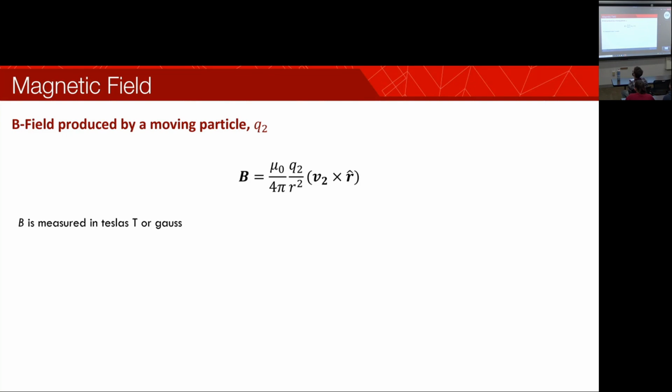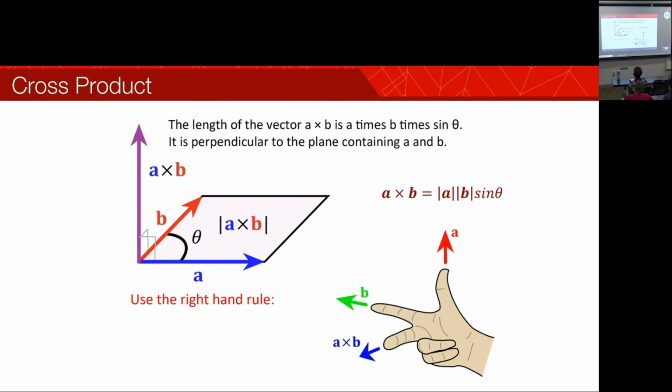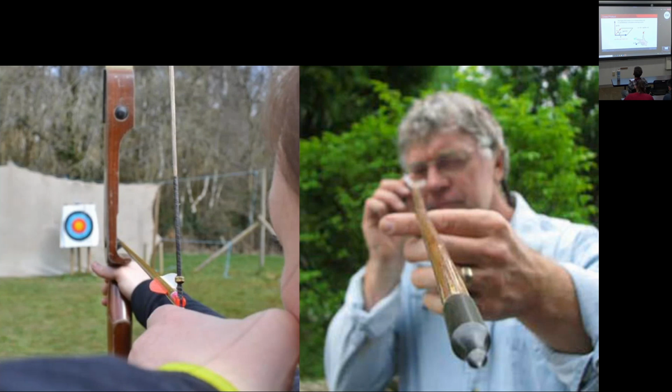So the key thing here, just to remember, back to physics, is the cross product. Velocity is a vector, the radius is a vector. We have to take the cross product. So right-hand rule, be able to apply that.